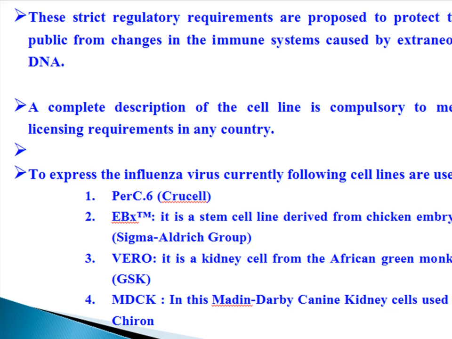To express the influenza virus, the following cell lines are currently used: PER.C6; EBx, a stem cell line derived from chicken embryos; Vero, a kidney cell line from the African green monkey; and MDCK, Madin-Darby canine kidney cells, used in Chiron.